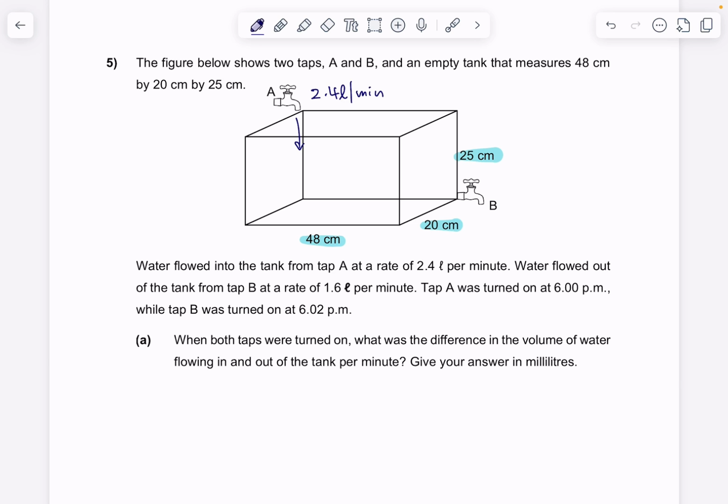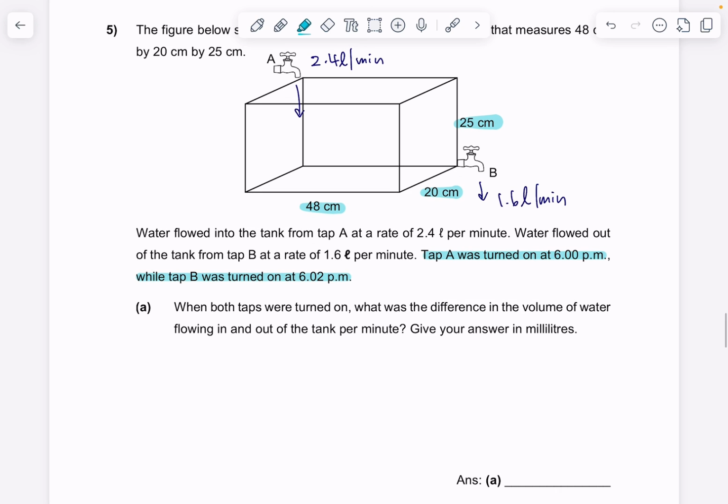Water flowed out from the tank from tap B at a rate of 1.6 liters per minute. Okay, and we said that tap A was turned on at 6 p.m. 2 minutes later, tap B was turned on at 6:02 p.m. Part A helps us break down what is the difference in the volume of water flowing in and out of the tank per minute.